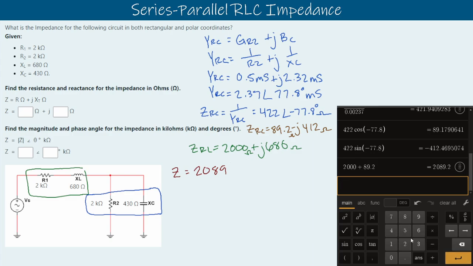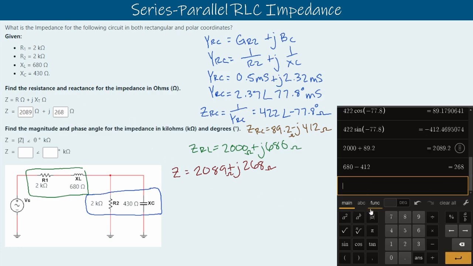So we've got a 680, a 412, gives us a positive number, so plus J 268. Those are both in ohms. So we can plug that in. That's our answer here for this top one. So 2089, 268. And then we just need to put it in polar form.